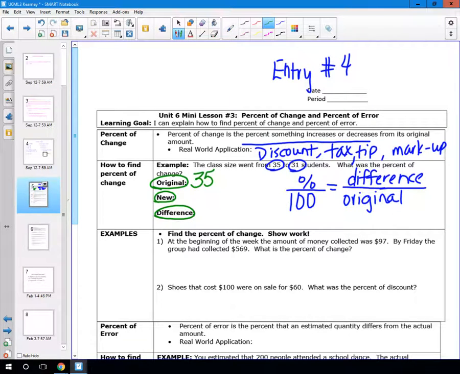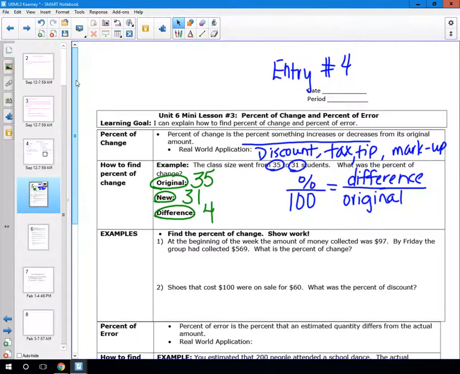Okay, and then now how many does the class have? The new amount is 31. Perfect. And now, by how many students did it change? So find the difference. So 35 minus 31, that means we've lost 4 students, maybe 4 students moved away. So now we're not done, we've got to find that percent.